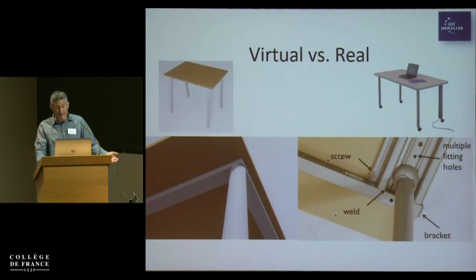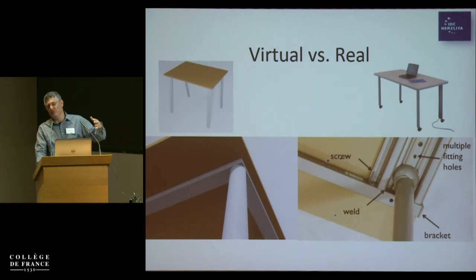So here's an example of a virtual table versus a real table, right? In a virtual world, everything looks fine as long as it's smooth and connecting correctly and looks okay when you render it. But when you turn to the real world, these legs need to be connected or attached somehow to the tabletop, right? So how do they connect? They're not usually created out of one piece.